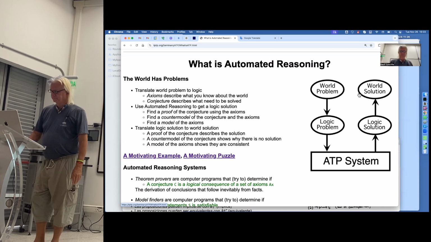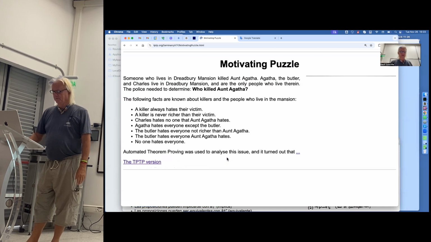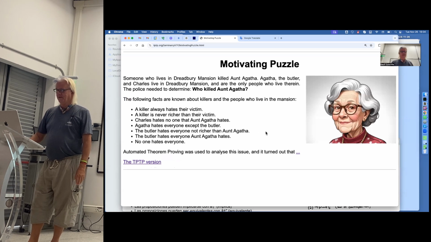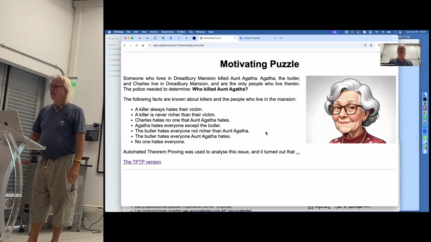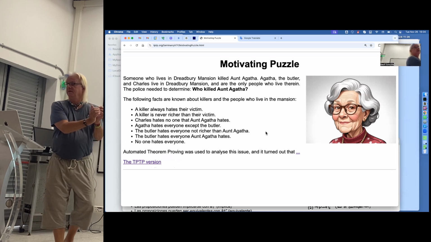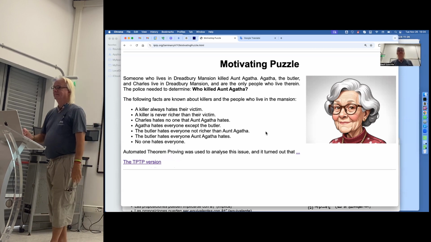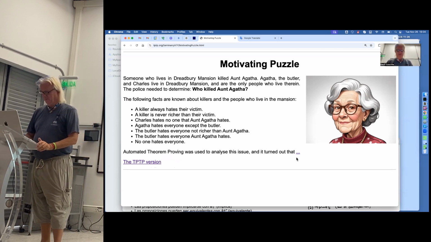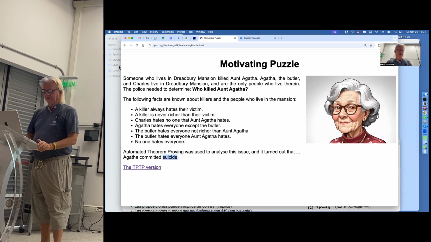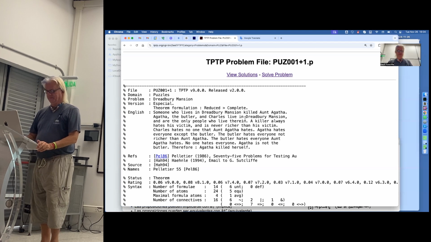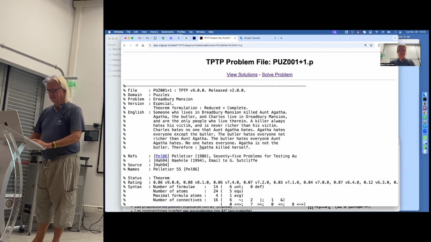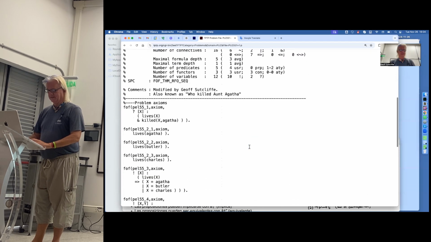And we looked at the example of Agatha, Charles and the butler, and Charles went to jail yesterday, thanks to your decision. But now we know in English that Agatha committed suicide. We looked at this very briefly. This problem, to prove that Agatha killed herself, we can write it down in logic.